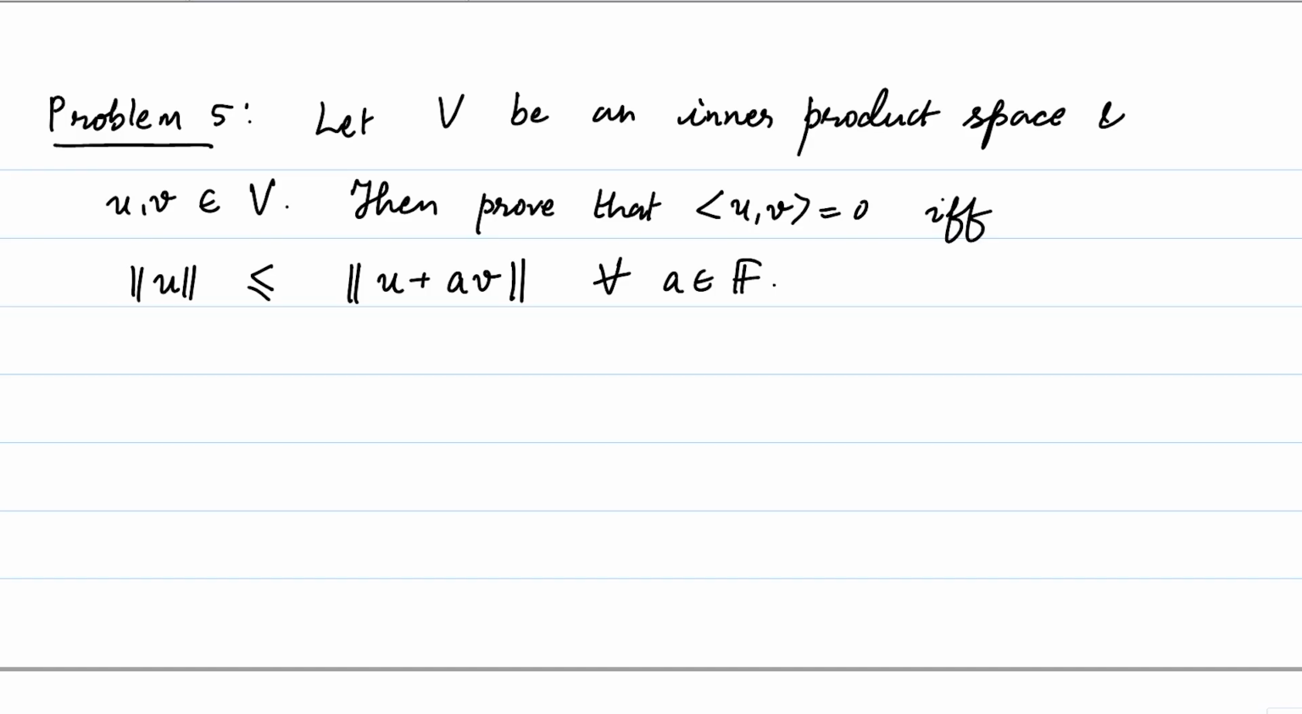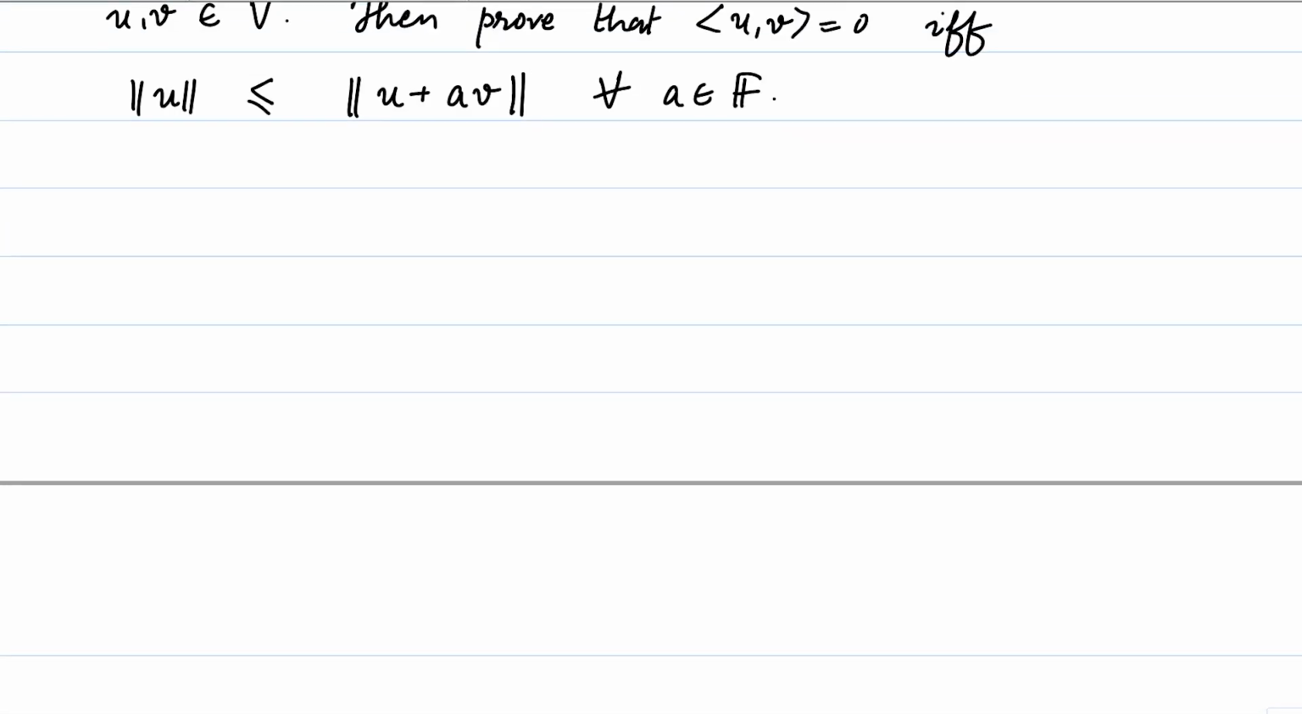So what the statement tells us is that if u and v are orthogonal, then the norm of u is less than or equal to the norm of u plus av for all a in F. And further, if the norm of u is less than or equal to the norm of u plus av for all a in F, then u and v are orthogonal to each other. Both sides are being demanded. So let's prove the result.